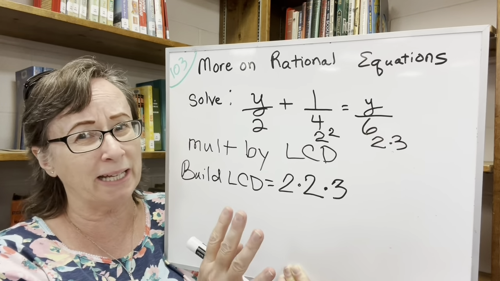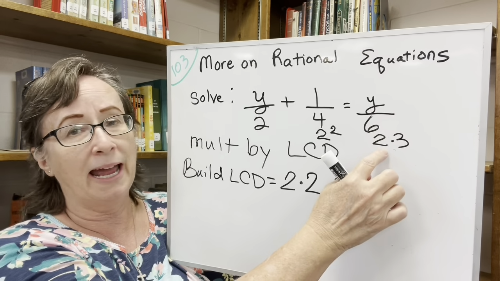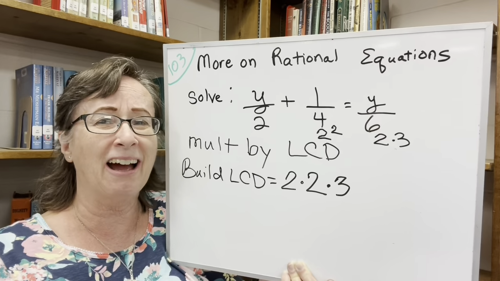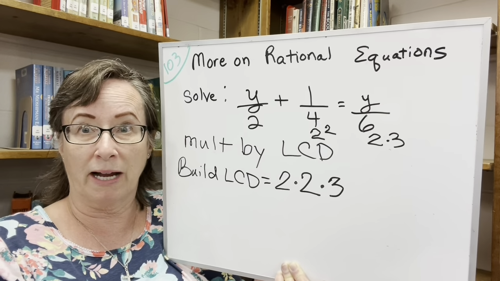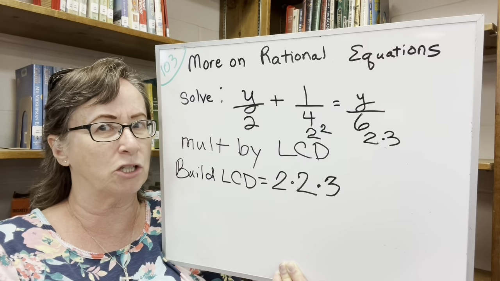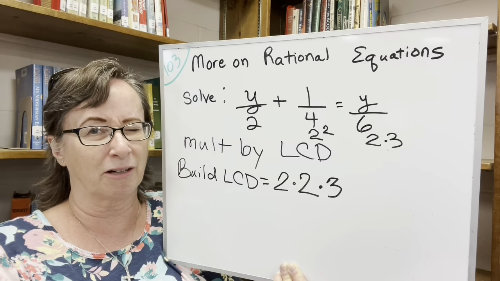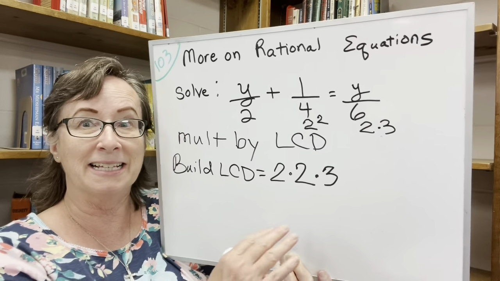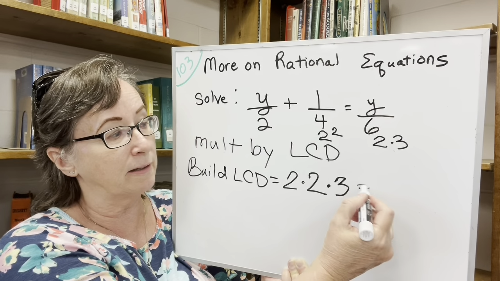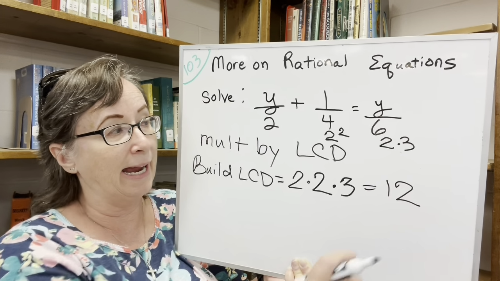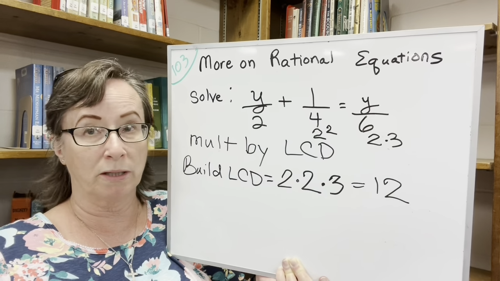Now, this one's a pretty easy one because you could look at 2 and 4 and 6, and you could say, oh, I know. The least common denominator is 12, right? Because you could do that pretty much without doing all of the math. You could say, okay, yeah, they all go into 12. But this verifies it. 2 times 2 times 3 is 12. Okay, and that is the least common denominator that will work.